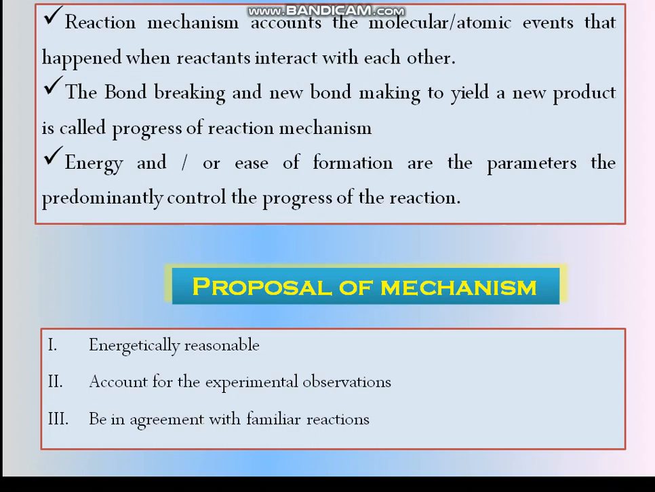So in order to find out the molecular events, there are three important factors to be considered. Number one, whatever mechanism we propose, it should be energetically favorable. Number two, it should be consistent with the experimental observation. And finally, the proposed mechanism should not be a very new one. Rather, it should be in line with, or very close to, already known or familiar reactions. That's how we always generate a reaction mechanism.